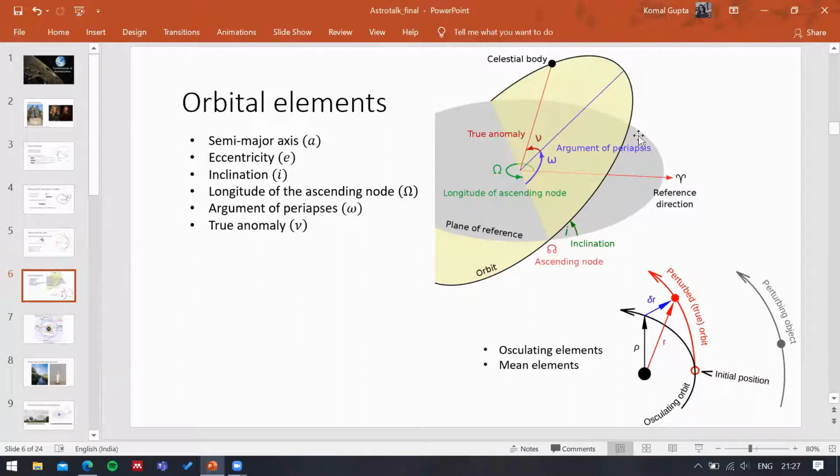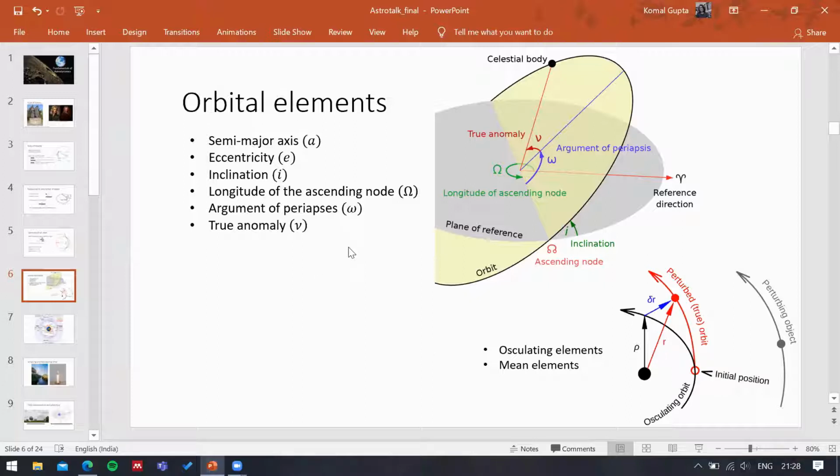Now you can see that all of these angles are not defined in the same plane. One angle is defined in the plane of reference, one angle, inclination, is defined in the plane perpendicular to the plane of reference, and the other angle is defined in the plane of the orbit. But this is not something we'll worry about right now.